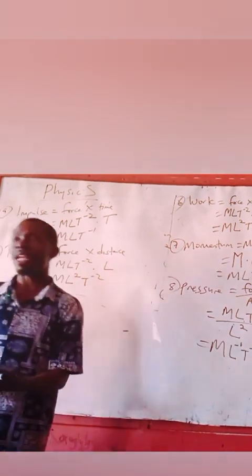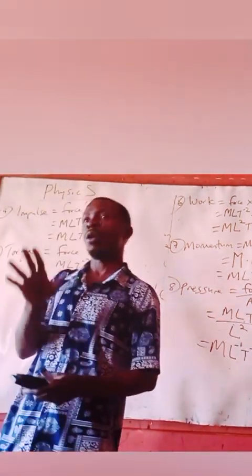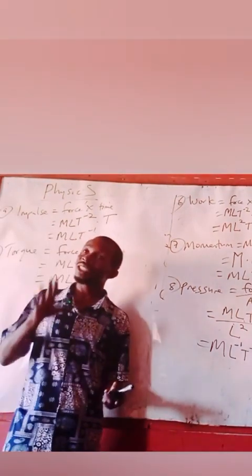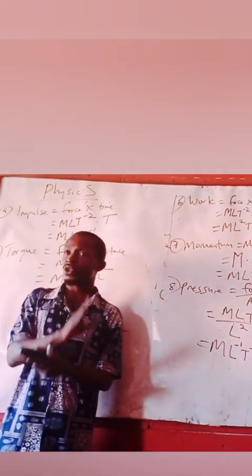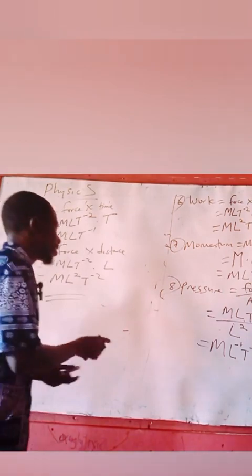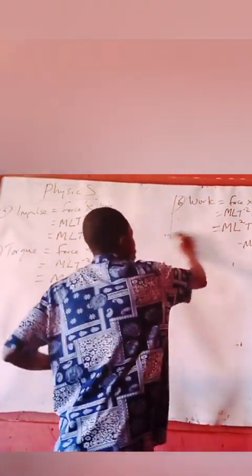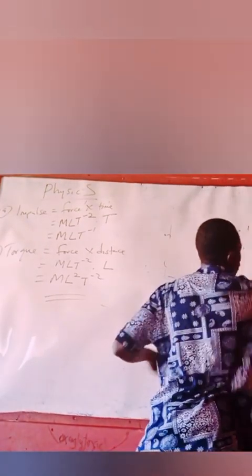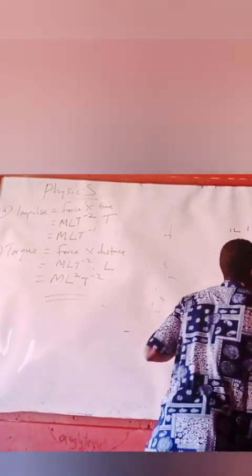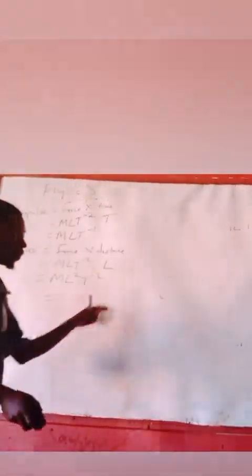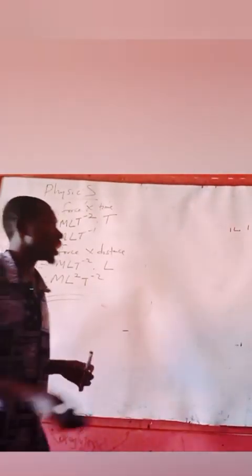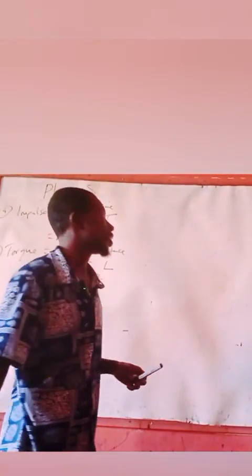Now, how do we use dimensional analysis to prove or validate formulas, or determine whether a formula is correct or not? Let us look at the way of using dimensional analysis to prove the plausibility or the validity of a given equation in physics. Look at a question like this.